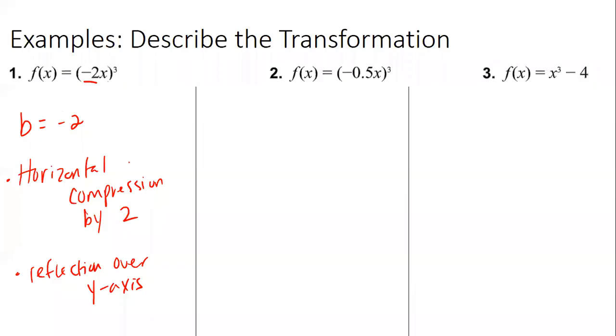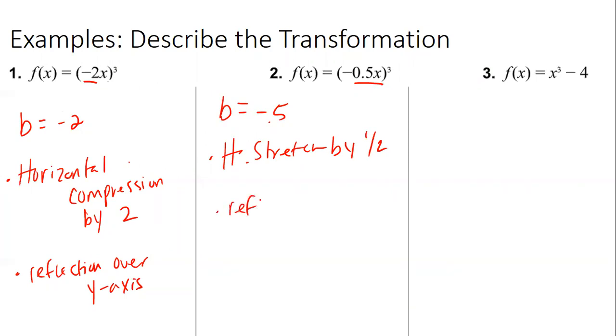What variable is given? It's a B, right? And with B, we have equals -1/2. So this time, what do we have? A horizontal stretch by 1/2, which means I'm applying half the pressure, right? I'm not compressing it as much, so it's getting longer. And then what else? It's a reflection over the Y.